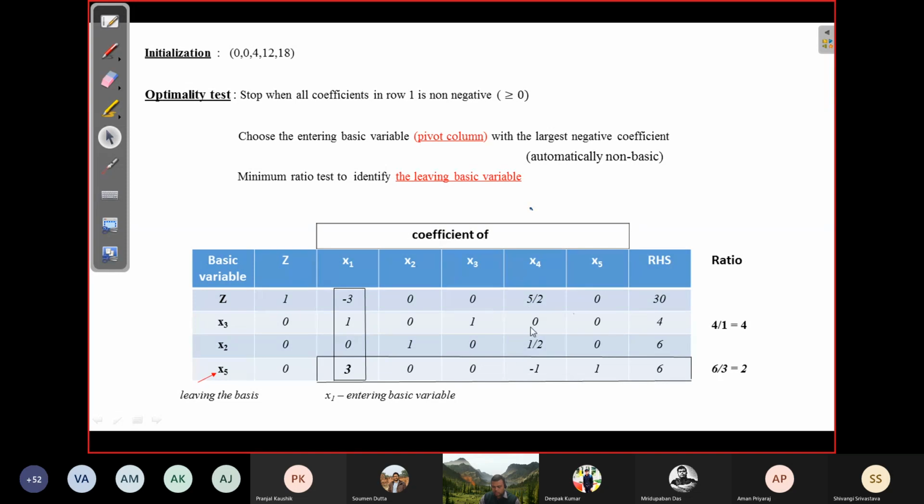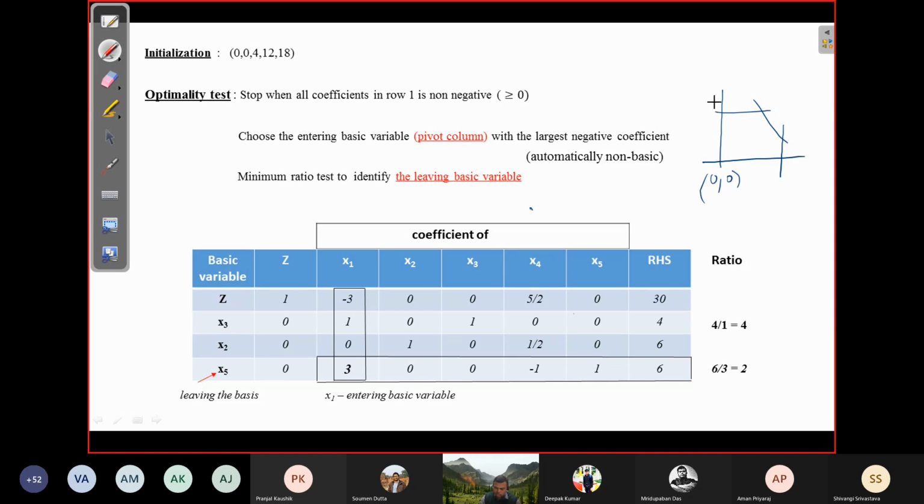If you look at this table, you will see that you have an identity matrix for x2, x3 and x5. And if you look at the column of x4, after doing the row operations, it is not an identity structure anymore, right? But that doesn't matter, because I have x3, x2 and x5 in the base. So my solution is 4, 6, 6, and the value of z comes to be 30, and if you remember, this was my problem, right?